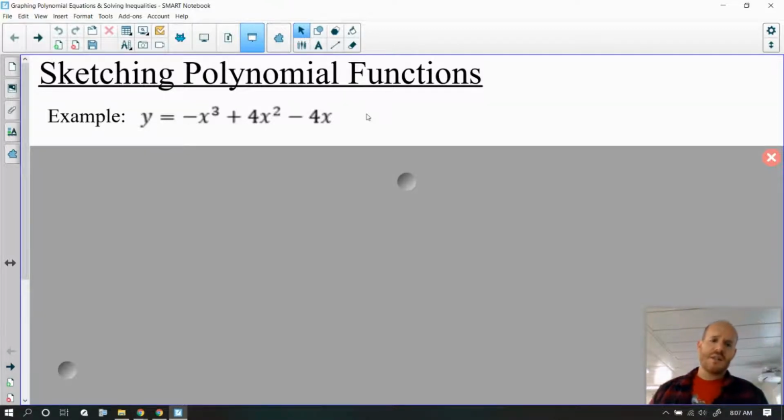So if I want to sketch this function, the first thing I'm going to do is try to figure out what it's doing in its end behavior. The second thing I'm going to do is look at what it's doing in between those ends to get a picture of how it's behaving.